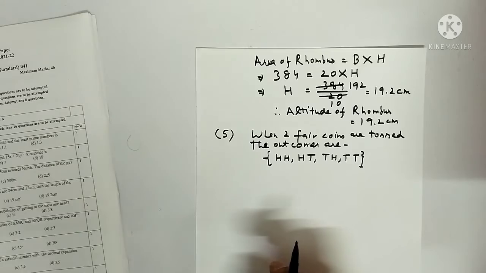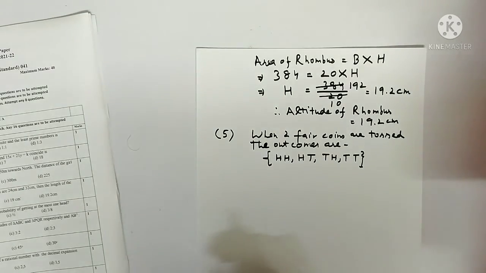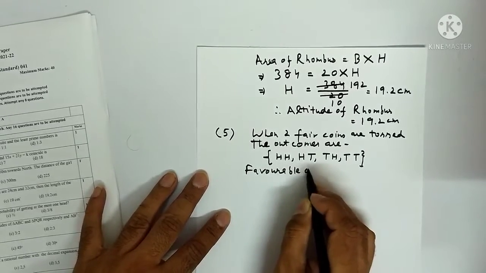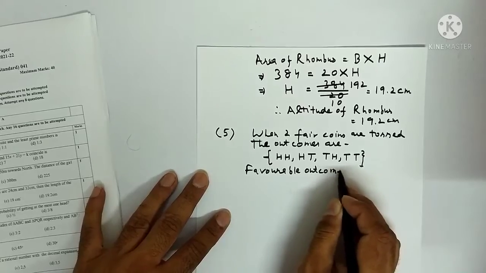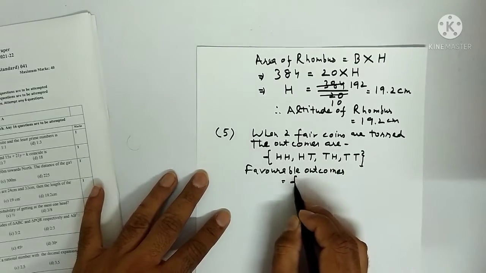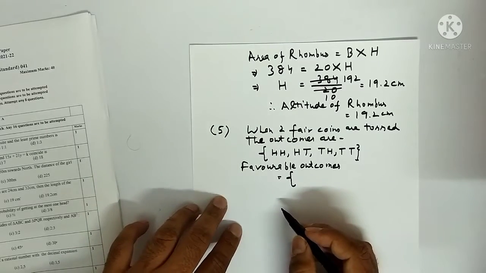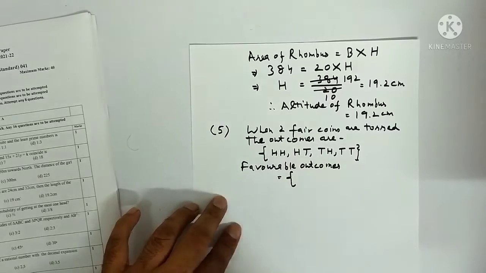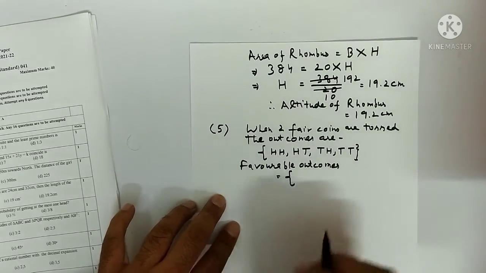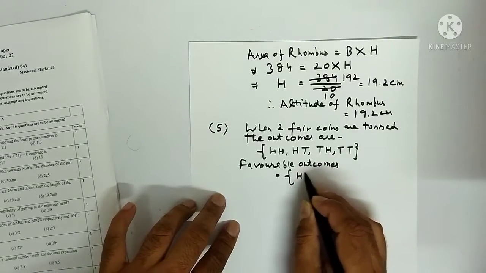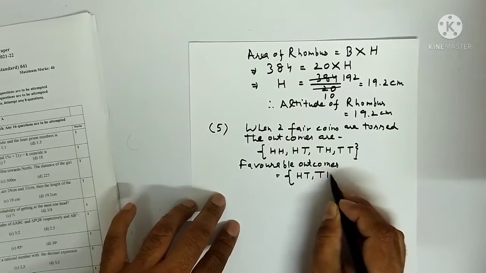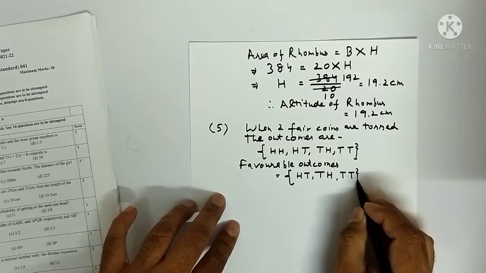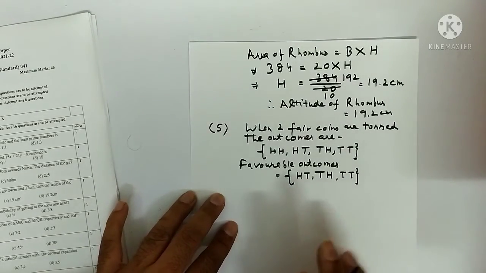Now what is asked? What is the probability of getting at the most one head? So I am writing now favorable outcomes, means which satisfy this condition. Favorable outcomes means those which satisfy the condition. And the condition is getting at most one head, at most one head. So for at most one head, which outcomes will come? One is HT, one is TH, and whenever the word at most is there, it means if there is no head, that we will also take. So these are 3 outcomes.